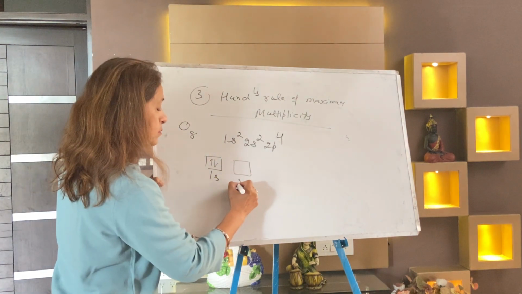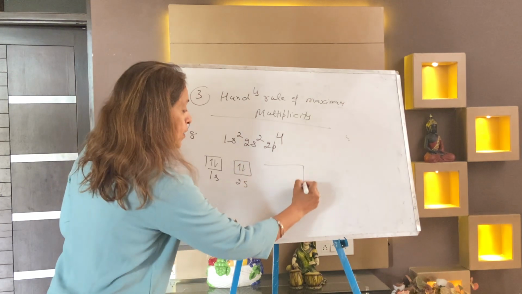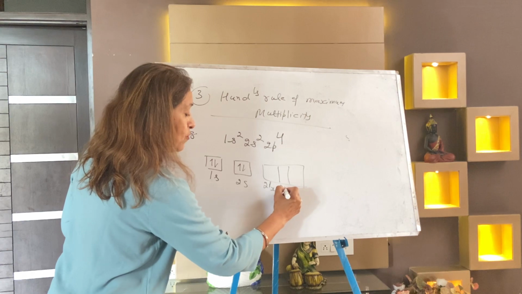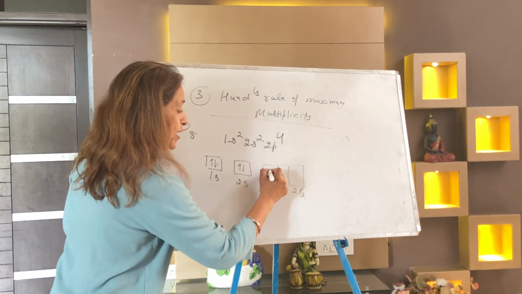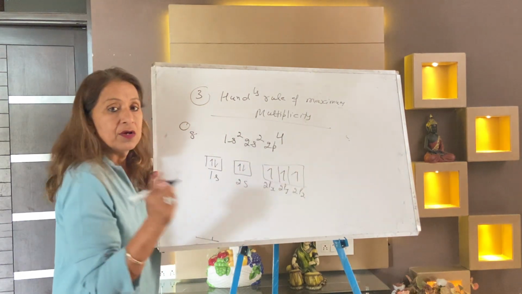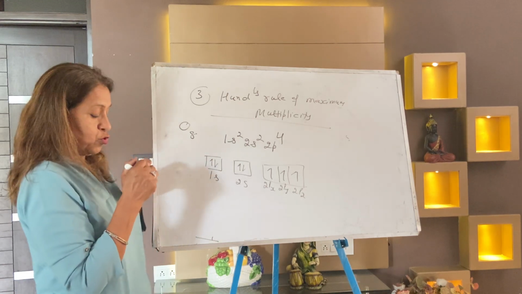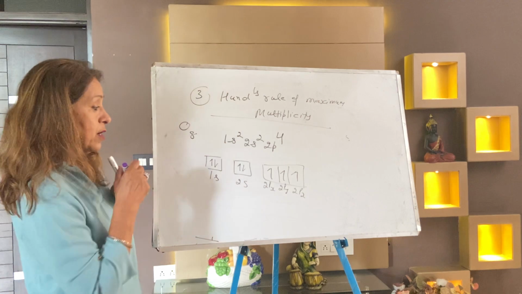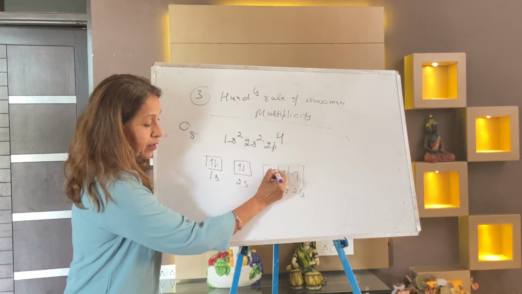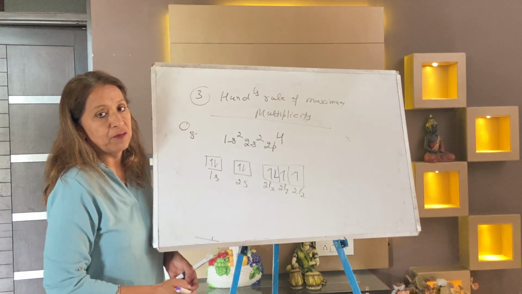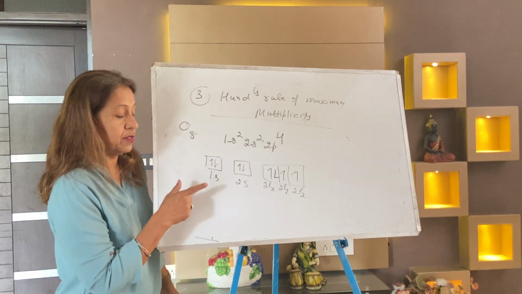Then 2s2. When 2p comes, it's your 2px, then always 2py, 2pz. Partially filled, partially filled, partially filled. Once all the orbitals get partially filled, my dear students, I'm going to change my pen color. Now after that you start pairing. No pairing can take place until each orbital of the same energy gets partially filled.